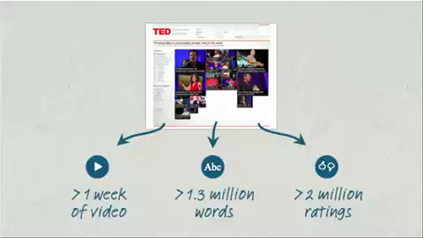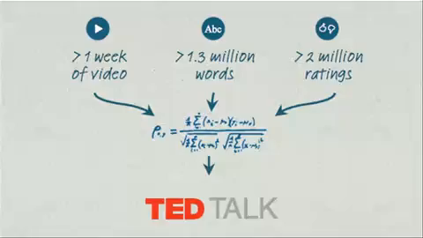If you go on the TED website, you can currently find there over a full week of TED Talk videos, over 1.3 million words of transcripts, and millions of user ratings. And that's a huge amount of data. And it got me wondering, if you took all this data and put it through statistical analysis, could you reverse engineer a TED Talk? Could you create the ultimate TED Talk? And also, could you create the worst possible TED Talk that they would still let you get away with?